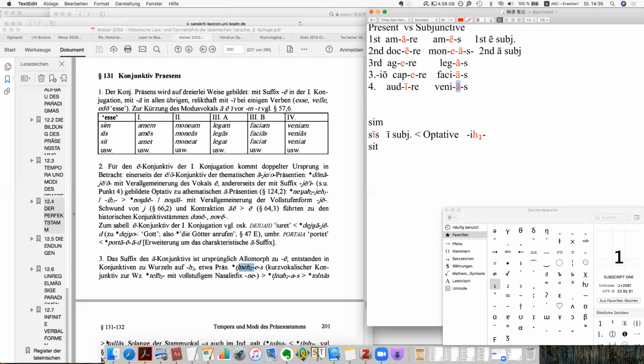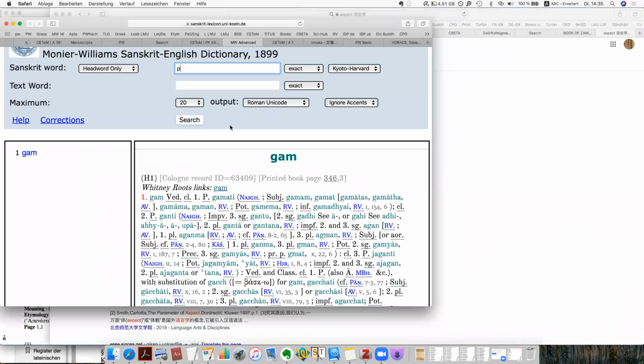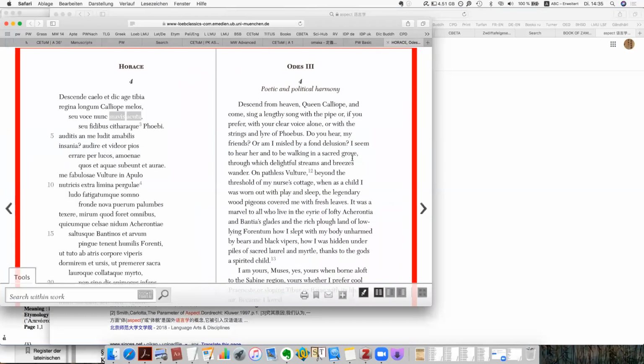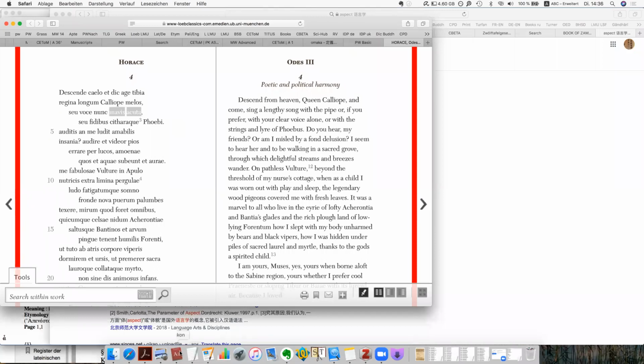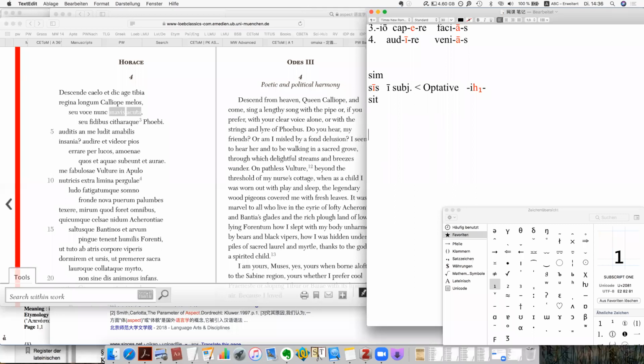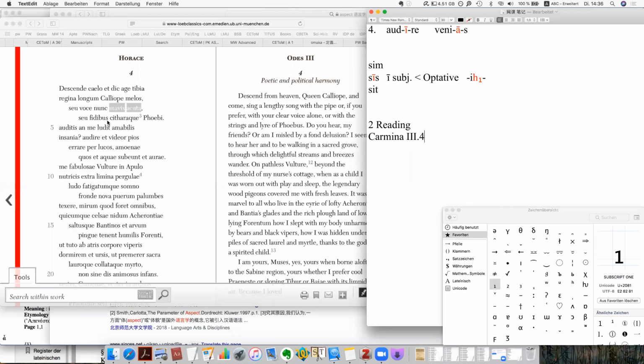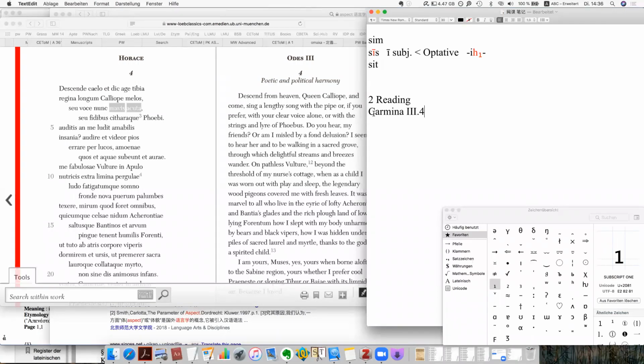Probably we can first read Horace, right? Because the inscription is probably a little bit boring for some of you. So let's check Horace. Okay, the reading comes from the Carmina. Carmina means songs, right? Odes, right? And chapter 3, and the fourth song, or fourth poem. Yeah, okay. My pronunciation is not very good, but I will try to read it.